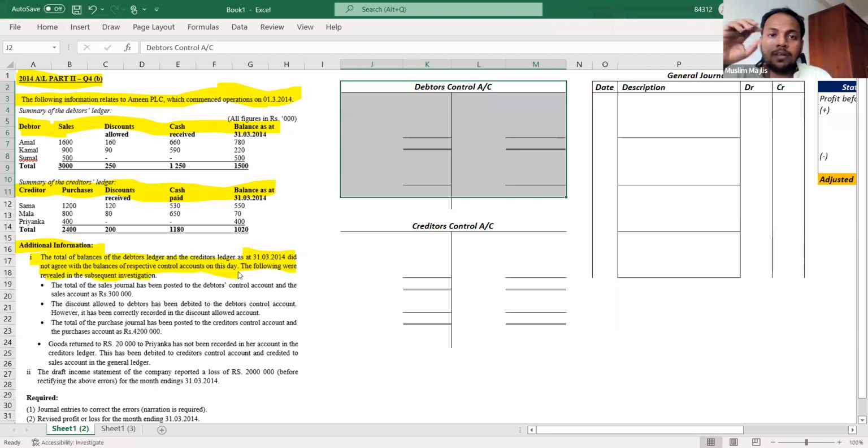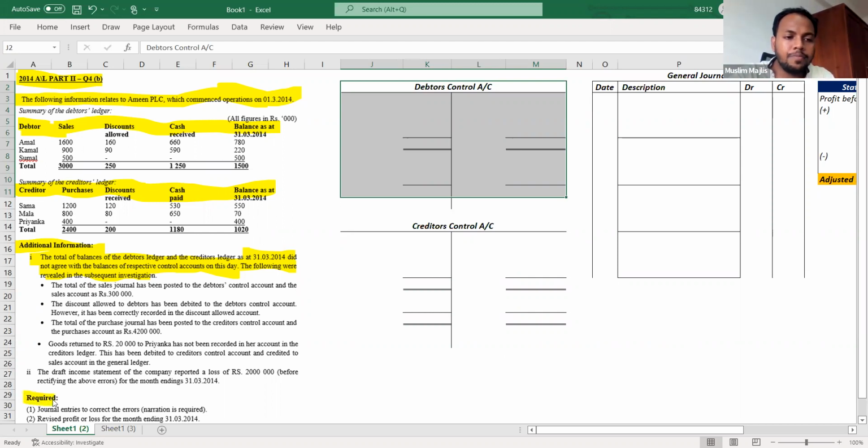That means, as I said earlier, there are two ledgers, right? One is the general ledger. In the general ledger, we prepare control accounts. And in the subsidiary ledger, we prepare individual accounts. So the control account balance and the individual account balances are not tallying. There is a difference. So the reasons are given here.